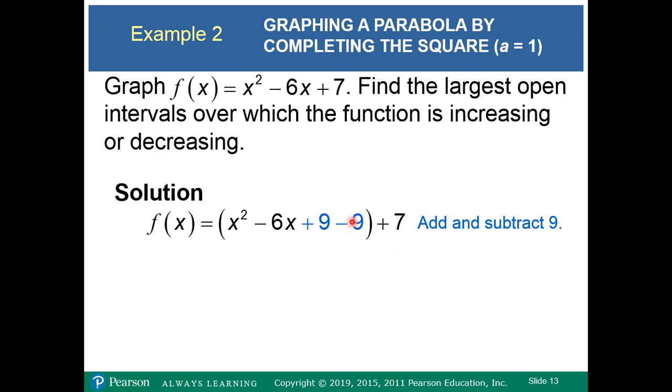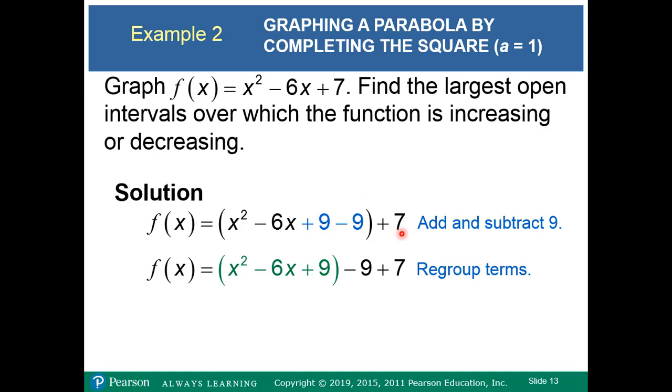So there we go. We added 9 and we subtracted 9. Then we group these together and group these constants together. Now this becomes our perfect square, which is x minus 3, quantity squared. So we get x minus 3 quantity squared minus 2 from here. And now we've got it in the translated form, so it's a translation of our basic function.